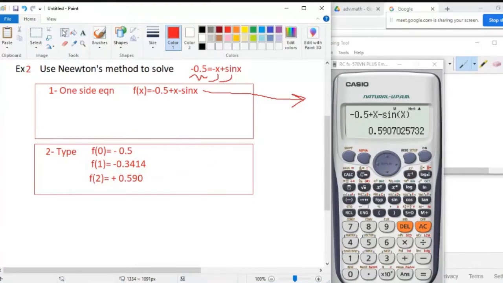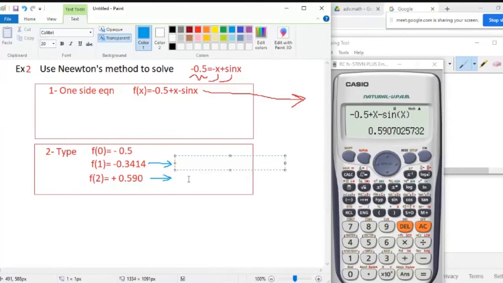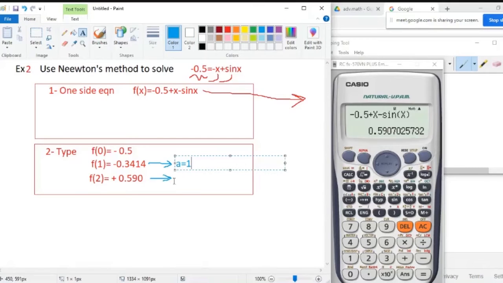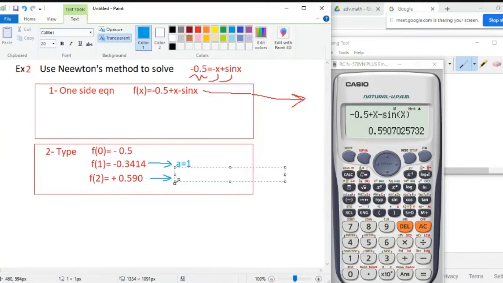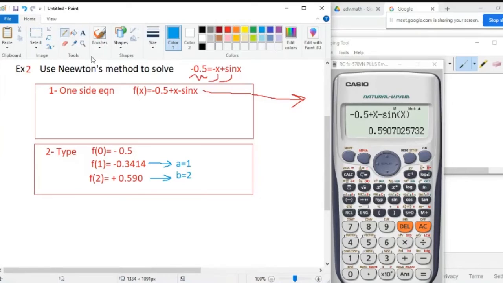Then after that, I will find the values of a and b. Same as we used to do in the bisection method, the first two steps are almost the same. Can you give me a equal to what and b equal to what? a equal to 1 and b equal to 2. I will not check their sign here. I will just find the average between them.